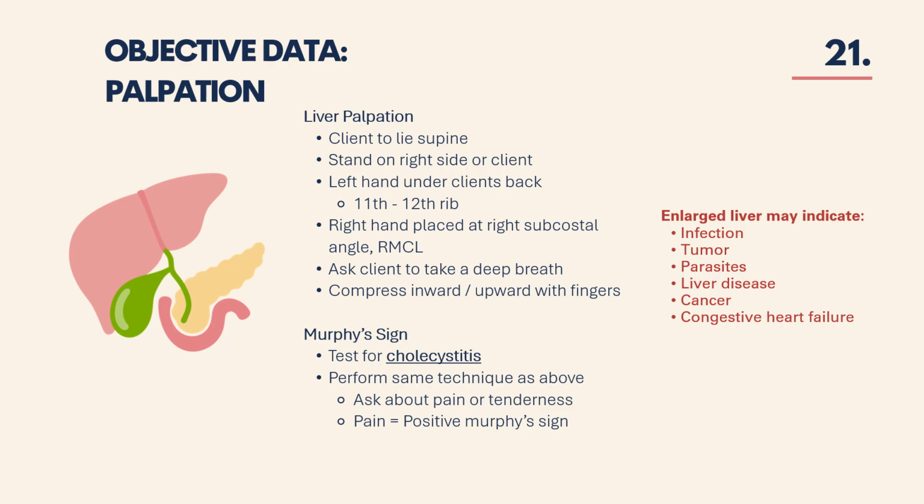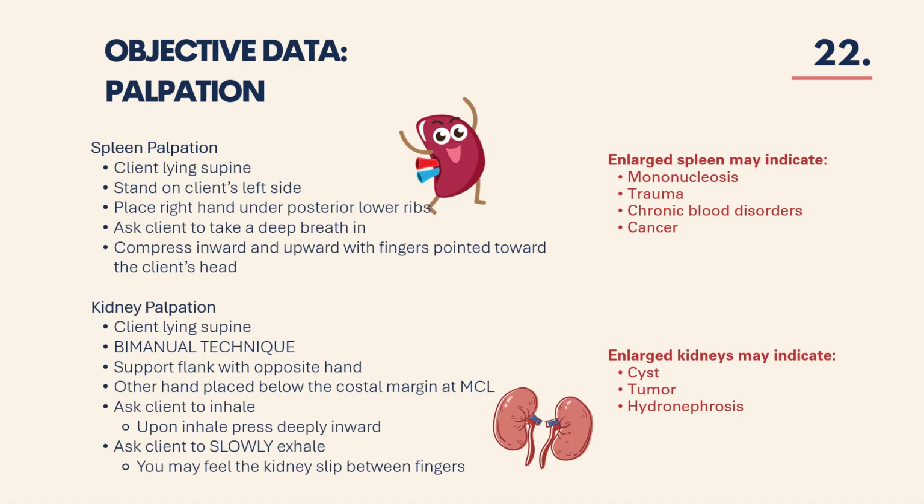So what does an enlarged liver indicate? We went over several things that it could be. It could also potentially be a tumor or even parasites. Infection, especially if there's tenderness, liver disease such as hepatitis, cancer, and congestive heart failure. It can lead to liver inflammation.